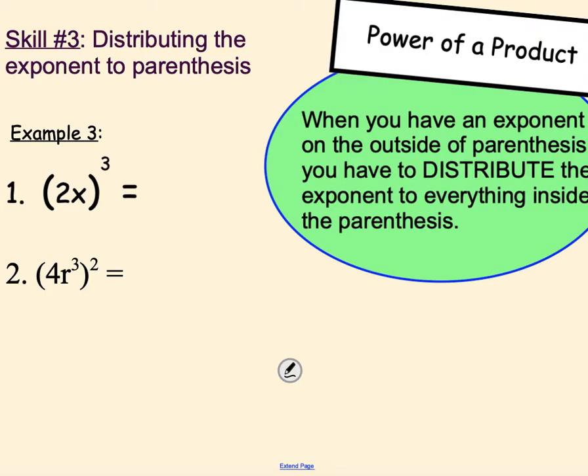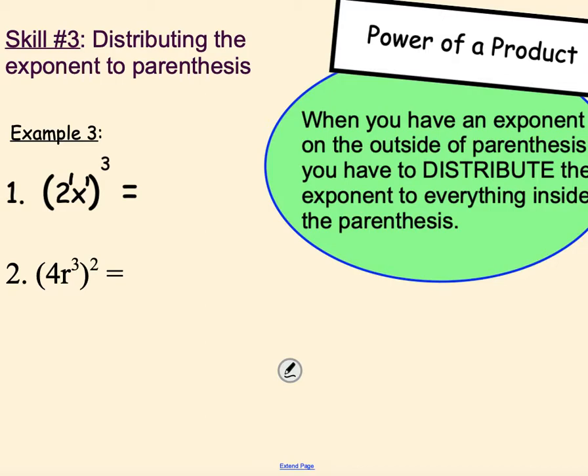A power of a product. When you have an exponent on the outside of the parentheses, you can distribute the exponent to everything inside the parentheses, provided that it's just a single term. It's just a monomial. It's not a binomial where it's connected by addition or subtraction. So remember, those are different. This says that you can do that, or you can treat it as a power to a power on each one of them.